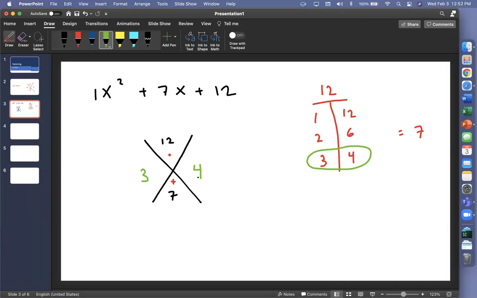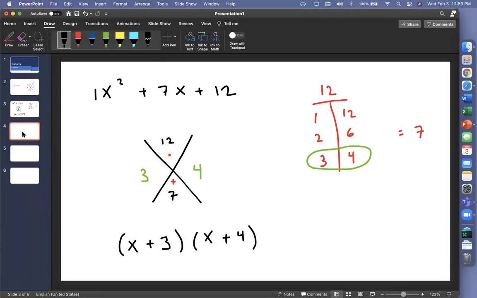So our two unknown numbers are going to be a 3 and a 4. 3 times 4 gives me 12. Check. 3 plus 4 gives me 7. Check. So now let's go ahead and write this in our factored form. We're going to write x. Because that's a positive 3, we're going to write plus 3. And then we have x. And because that's a positive 4, we are going to do plus 4.